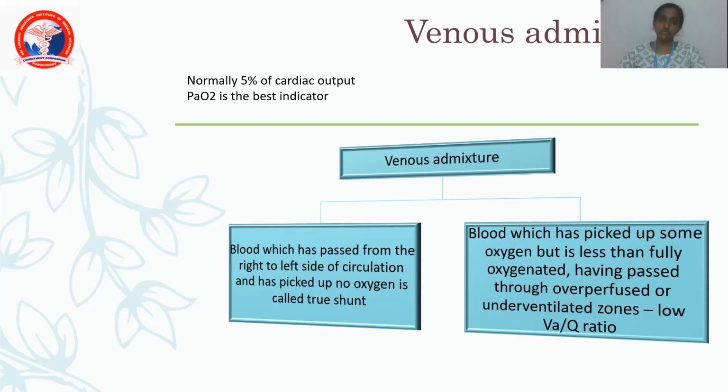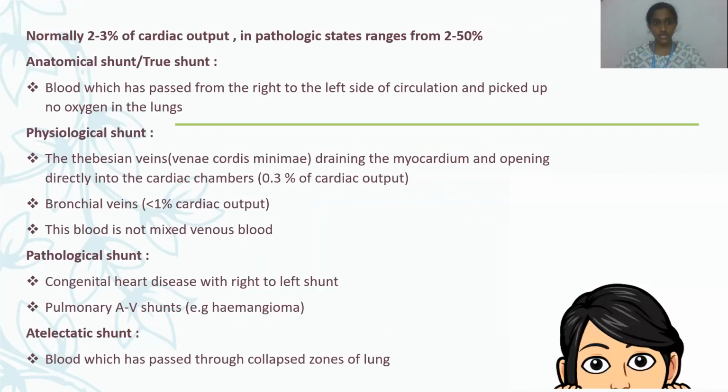So venous admixture is blood which has passed from the right side to the left side of the circulation, but it has picked up no oxygen. That is a true shunt. There can also be situations where blood has picked up some oxygen, but it's not fully oxygenated, so it has either passed through an overperfused or an underventilated zone. That is a low VQ ratio. So that is also a venous admixture.